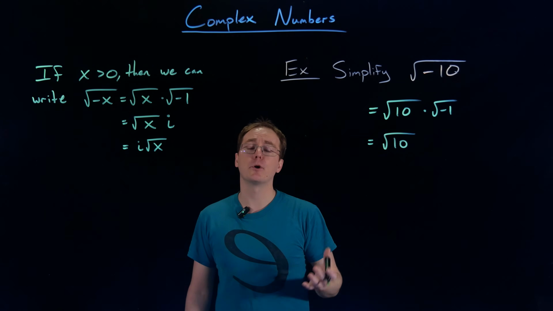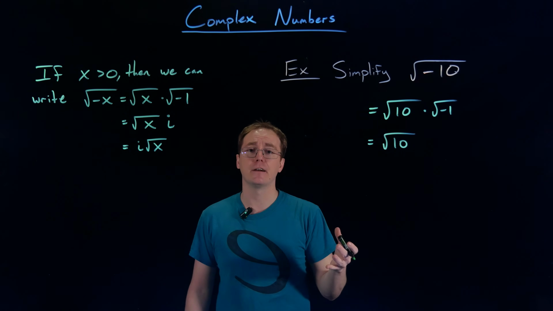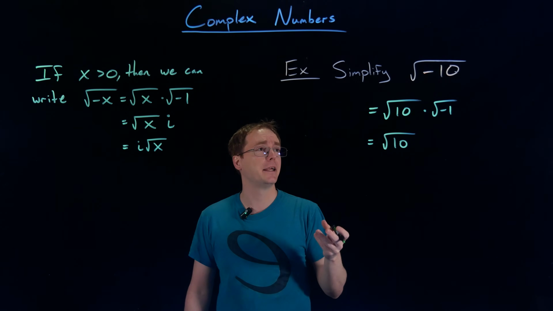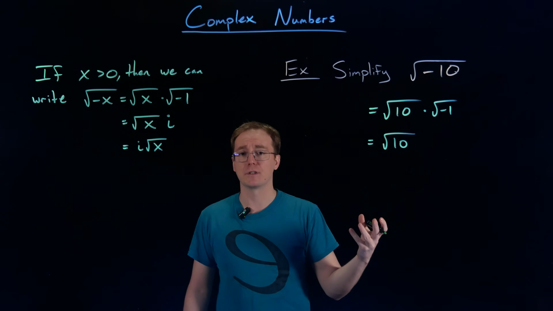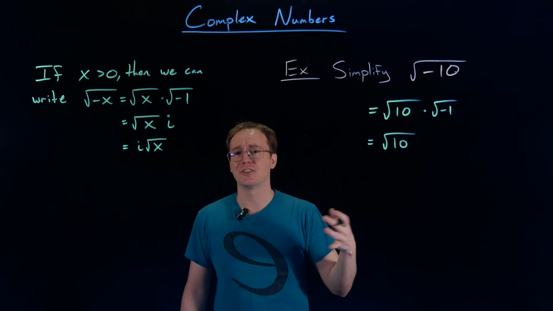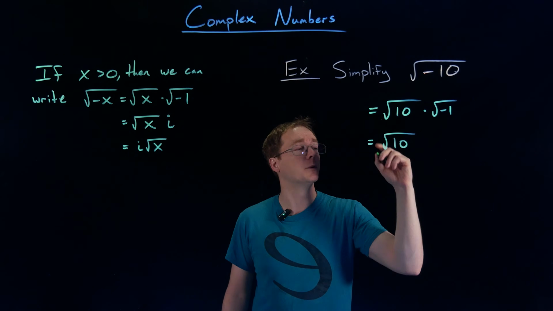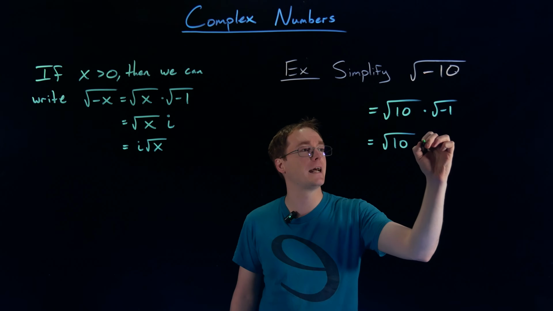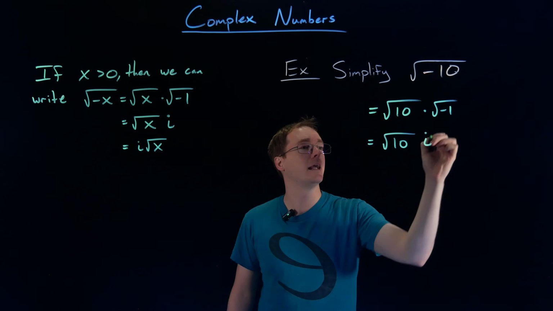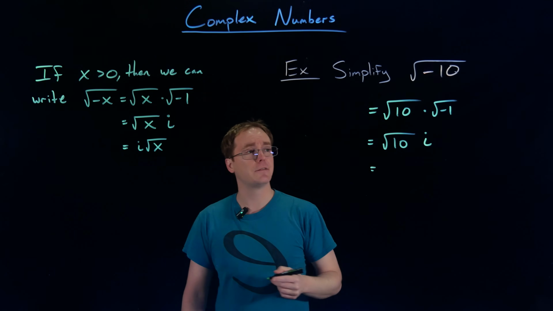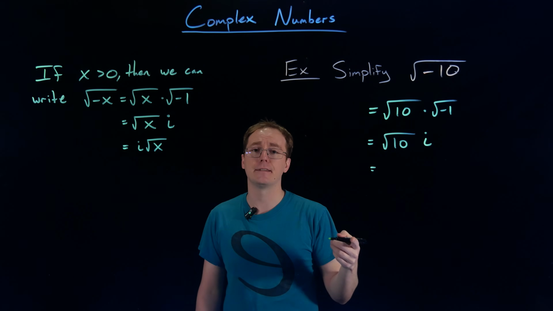And there are also no perfect square factors inside of there that we could pull out, right? We can't write 10 as like 4 times 2. We can really only break it down as 2 times 5. And neither of those are perfect squares. We can write that square root of -1 as an i though, and we should. And so here's the case where we could leave our final answer as the square root of 10 times i.